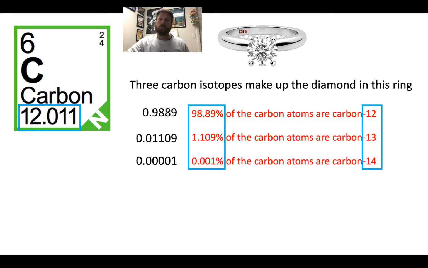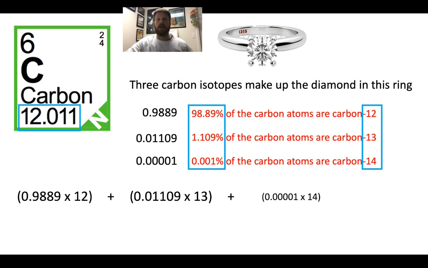I'm going to take those decimals and multiply by the mass number. And I'm going to add those up. So I'm going to take 0.9889 times 12. I'm going to take 0.01109 times 13. And I'm going to take 0.00001 times 14. And I'm going to add up those products, and that should get me the average atomic mass that you see on the table.